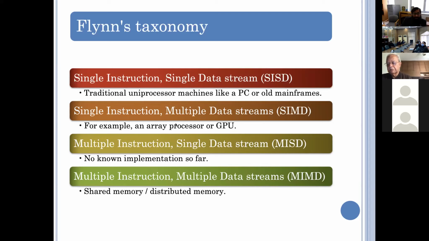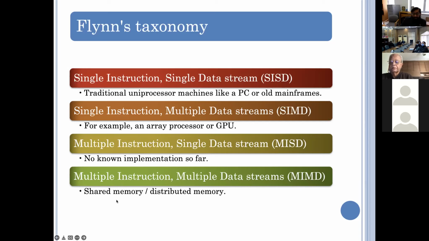All of these accelerators belong to this SIMD category. Then we have MISD. MISD stands for multiple instruction, single data stream, but technically we don't need those types of computers. So far we don't have a practical implementation available, but theoretically the category exists and is defined by Flynn's taxonomy.